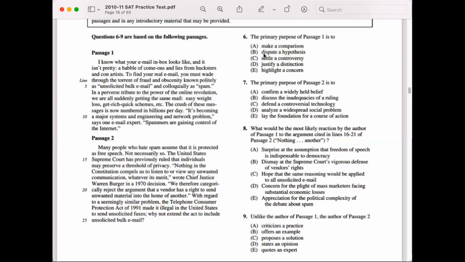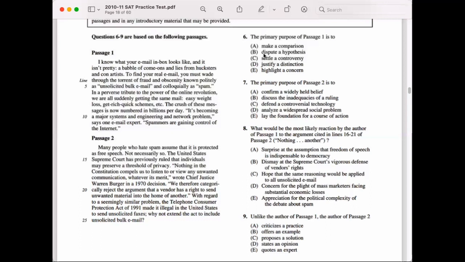The crush of these messages is now numbered in billions per day. "It's becoming a major systems and engineering and network problem," says one email expert. "Spammers are gaining control of the internet." So the first passage, which is basically a paragraph, talks about the problem of spam, right?